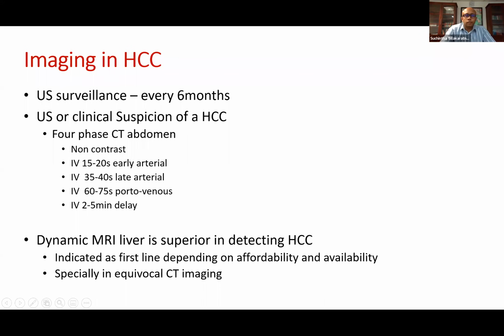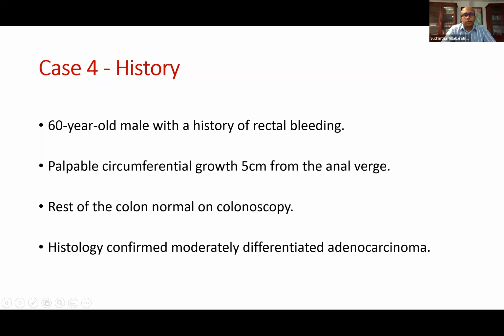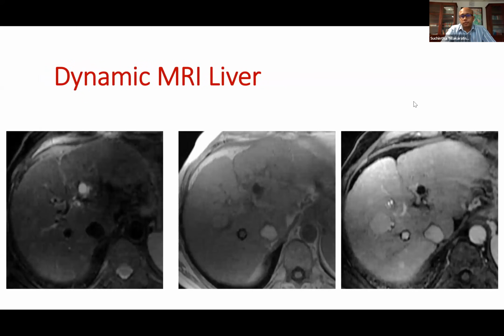Right. We'll move on to the next patient. We have the images of the dynamic pelvic MRI. Sorry. Yeah. Ranga, yeah. Can elaborate a bit?